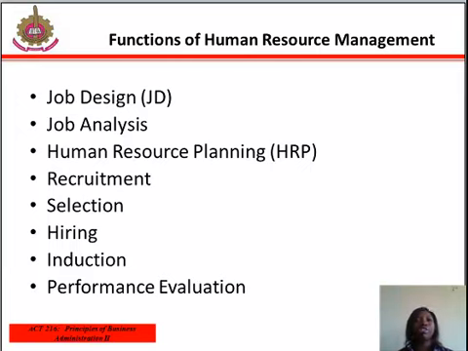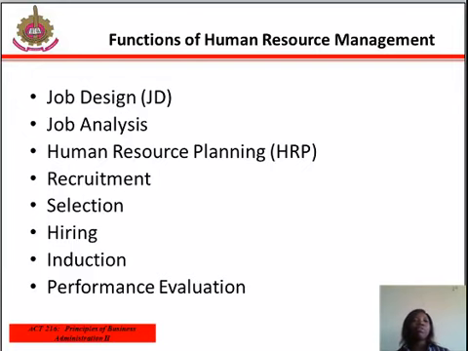Also, another function is recruitment. Recruitment is the process of attracting suitable candidates to a vacant position, both from internal and external sources of the organization. The internal recruitment includes job posting, intranet, and succession plans, while the external recruitment includes advertising for that job, job placement agencies, and the internet.